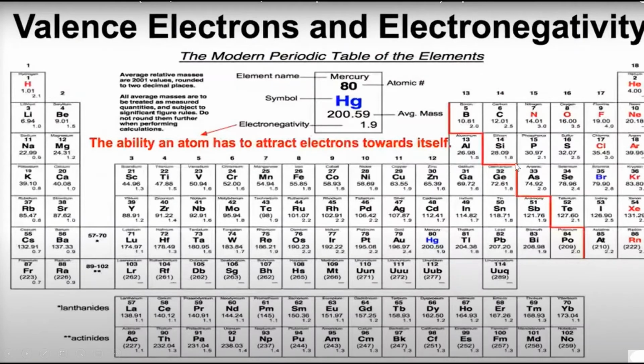Now, if you see this periodic table, there are various numbers written. For example, take mercury, Hg is mercury. 80 is the atomic number, that is the number of protons or the number of electrons. And 200.59, whatever figure is written here, is the average mass. And this figure, you can see here 1.9, is the electronegativity.